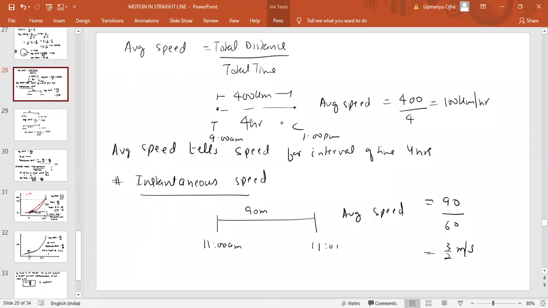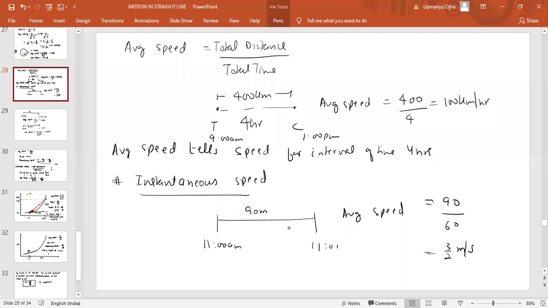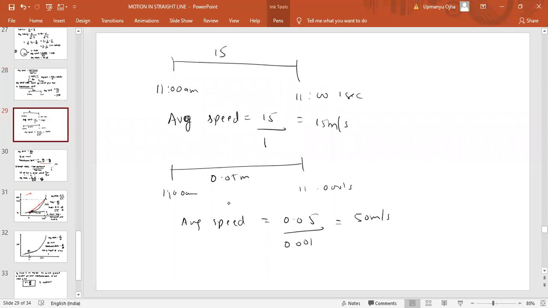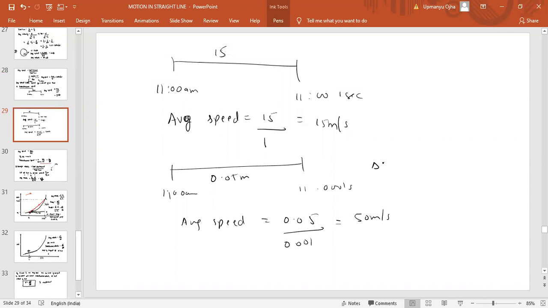Okay, for 4 hours. For 4 hours speed was 100 kilometer per hour. Then I found for 1 hour, then for 1 minute, then for 1 second. Then I found for a very small time interval, that is 0.001 second. Now if I find delta t here, what will delta t be? That would be equal to 0.001 minus 0, which is 0.001 second.